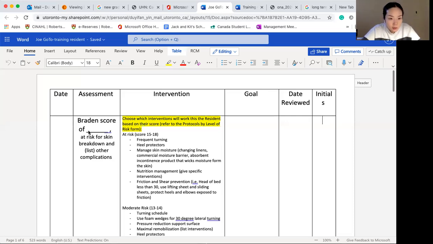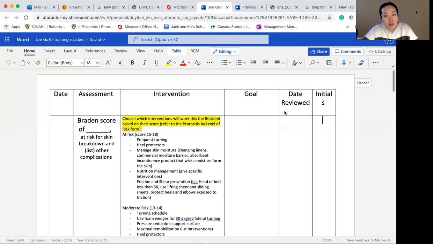So the example here, you see the assessment is about skin breakdown and the Braden score in relation to the skin breakdown risk. So of course, for intervention, depending on their Braden score, you would have a list of nursing interventions that would help achieve the goal here on the fourth column over here. So the goal would be to have no skin breakdown during a resident's stay here at the Mount.